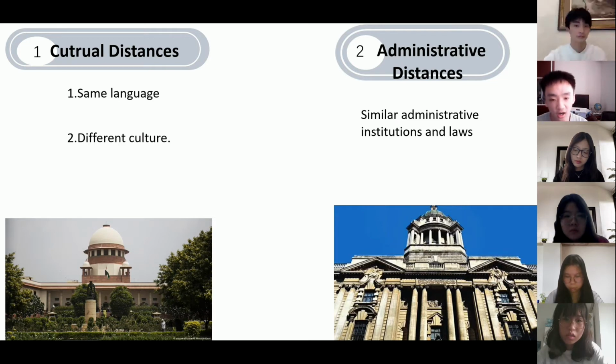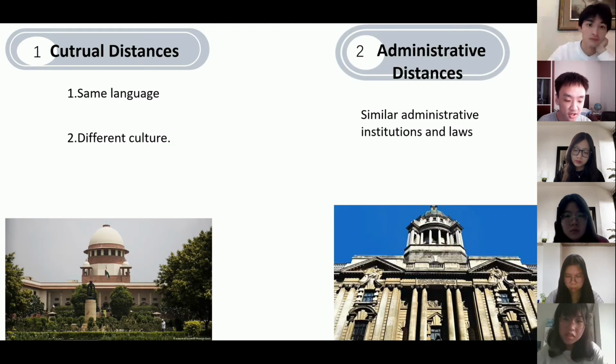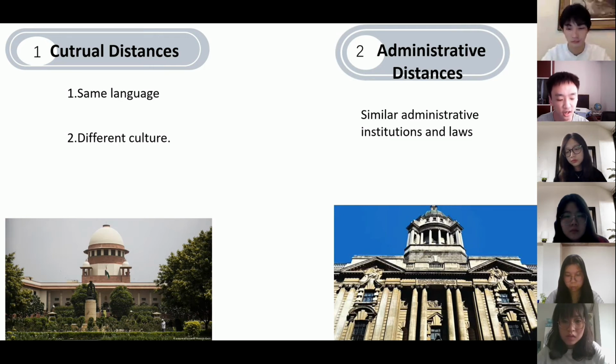Second is the administrative distance. Because India has a history of being colonized by Britain, it belongs to the Commonwealth. Because of the Commonwealth preferential systems, the two countries enjoy certain preferential treatment in trade. And also India's legal system and judicial system framework are based on the common law system. Next.